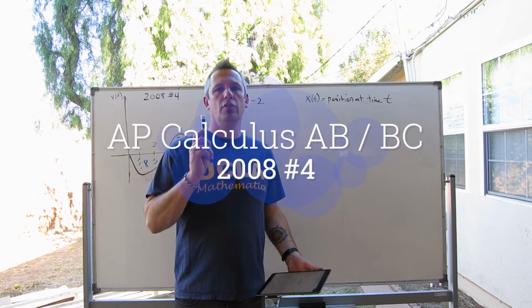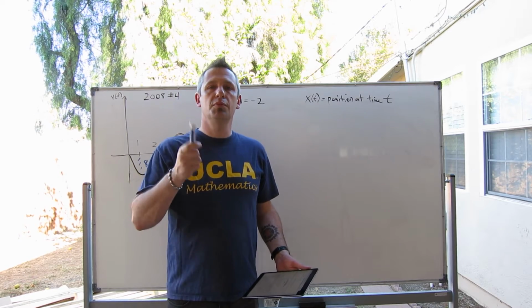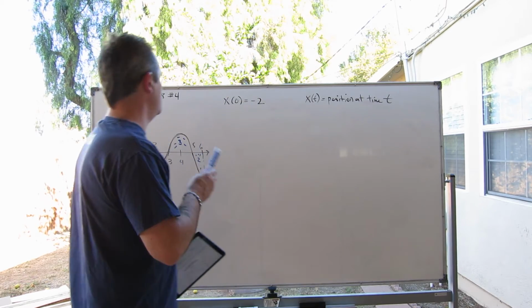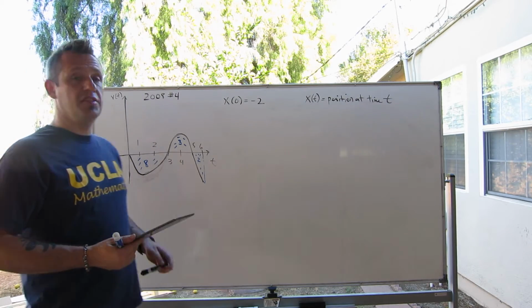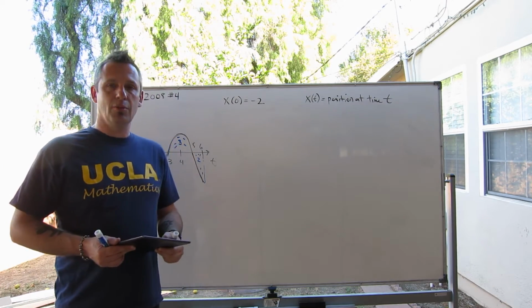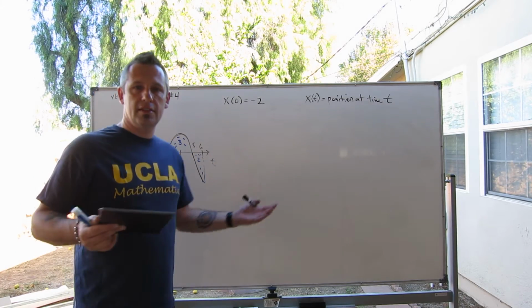Okay, welcome to another Mr. Weis Solves an Old AP Problem video. In this problem we'll be doing the 2008 AP Calculus BC exam, problem number 4. This is a motion problem, so very similar to stuff you should be doing in your homework these days. So let's see the setup.